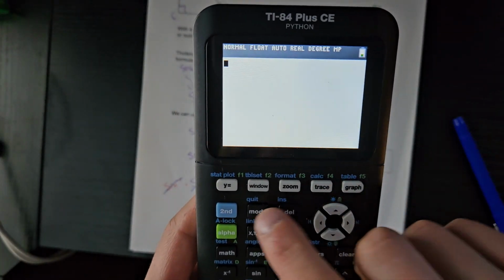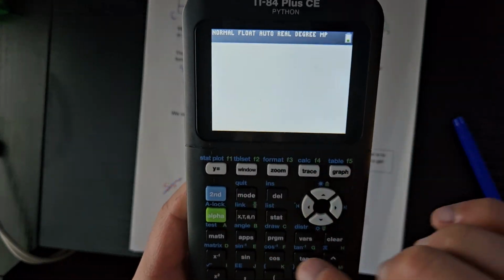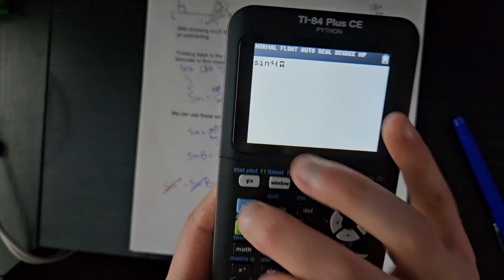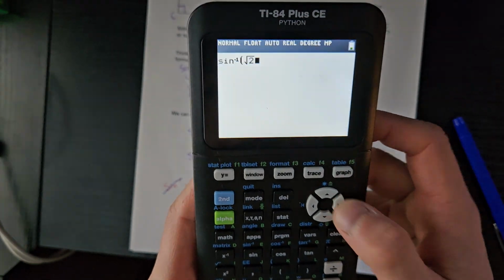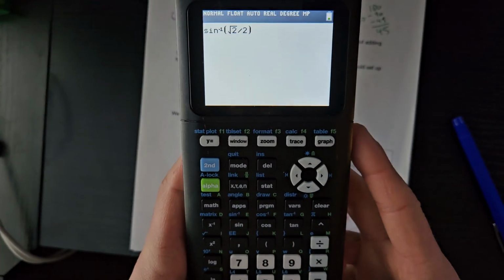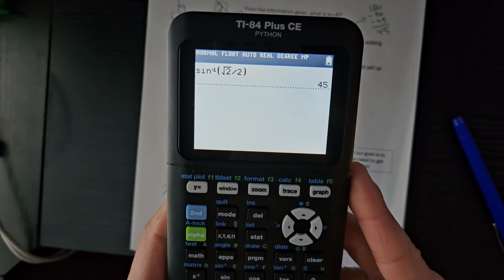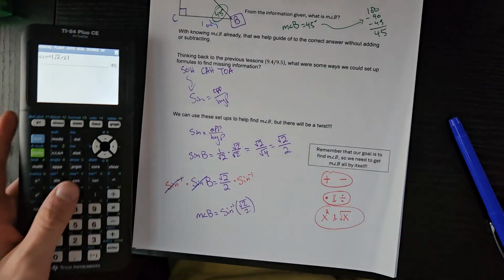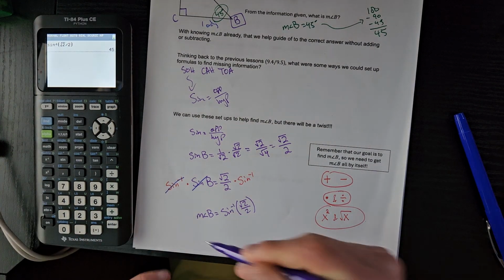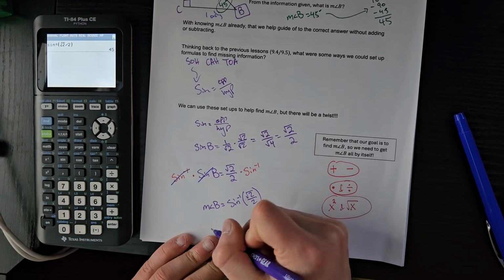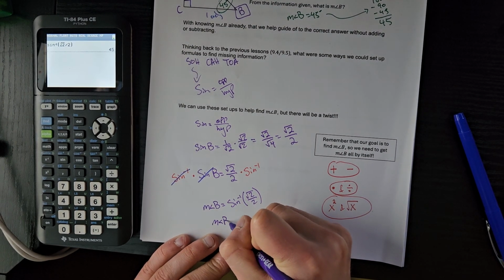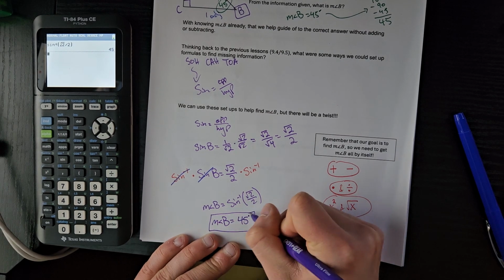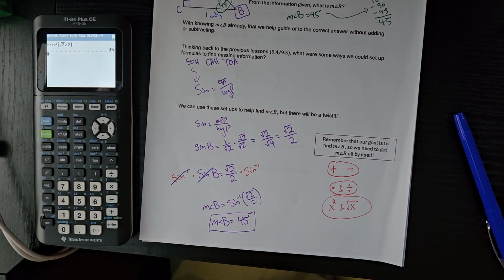So I'm going to do the inverse of sine, and then I'm going to plug in the square root of 2 over 2. And would you look at that? I get 45. Cool. So that means my measurement of B is equal to 45 degrees, and we found that by doing the inverse of sine.